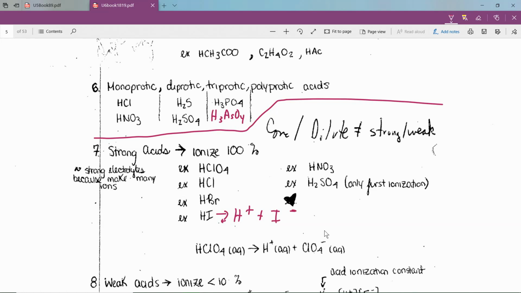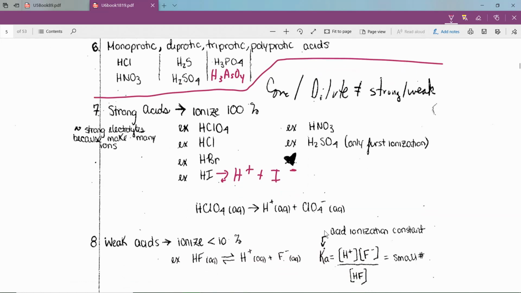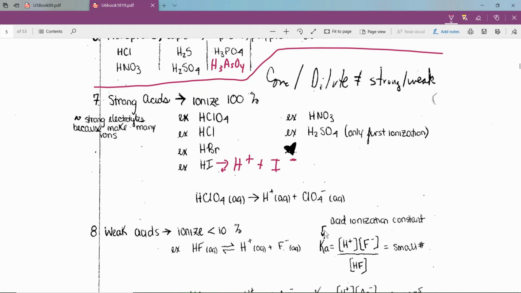A weak acid is just going to ionize typically less than 10%. So it wants to stay unionized. I know that looks like it says ionized, but we actually mean here unionized. It doesn't want to break up into ions very much. In 100 molecules, less than 10 typically will break up.